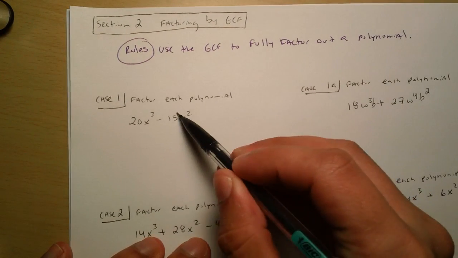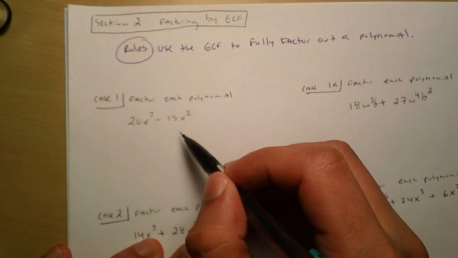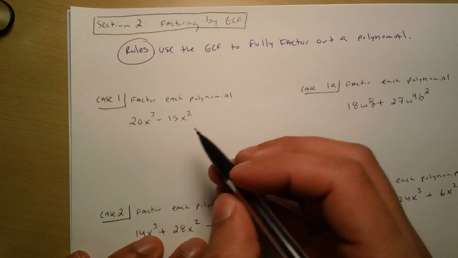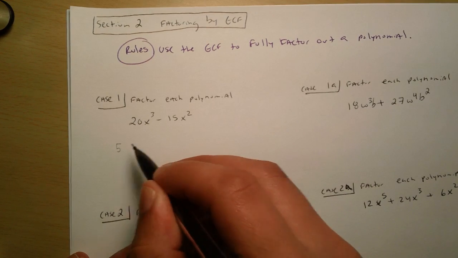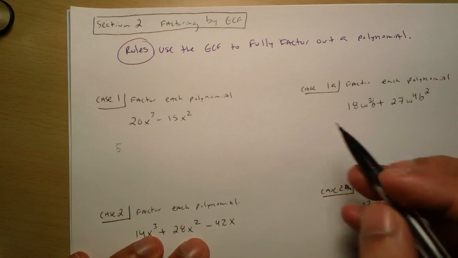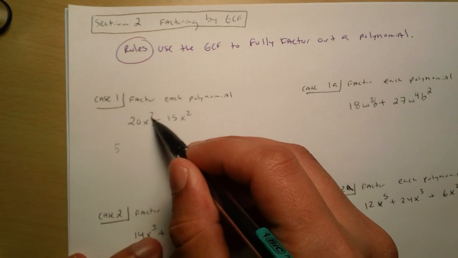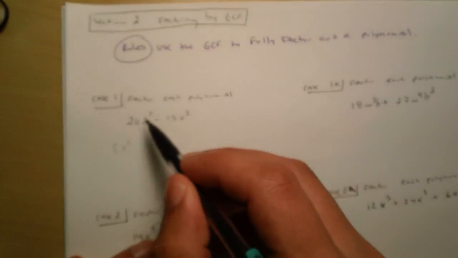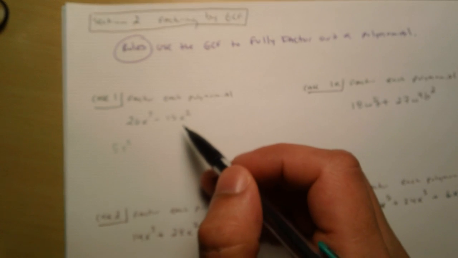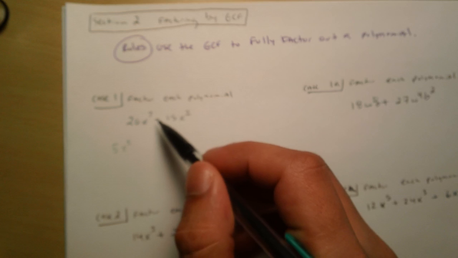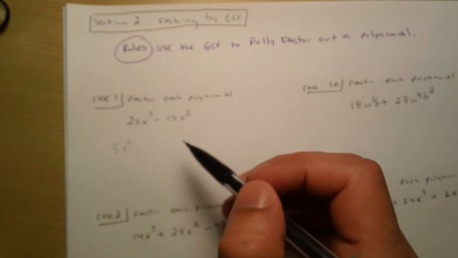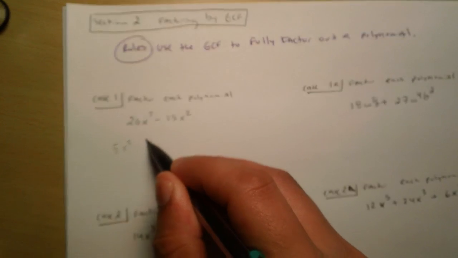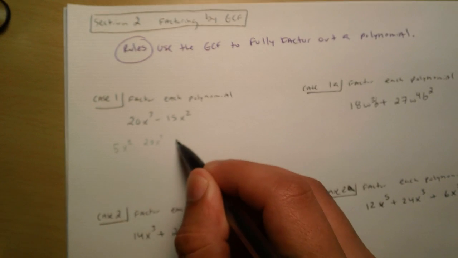So then we have, factor each polynomial for case 1. Now the GCF for 20 and 15 will be 5. Now the GCF between x cubed and x squared will be x squared, because we're taking the smallest exponent of the variable x. Now this one I will show you the box method.